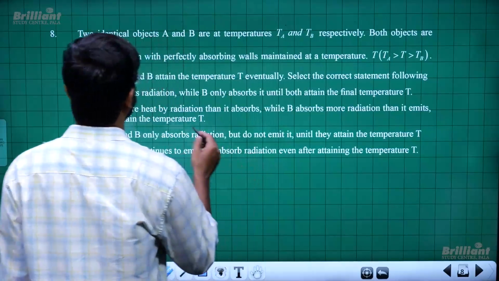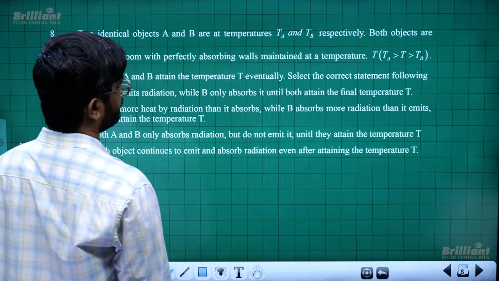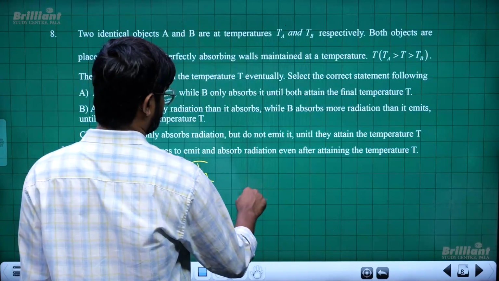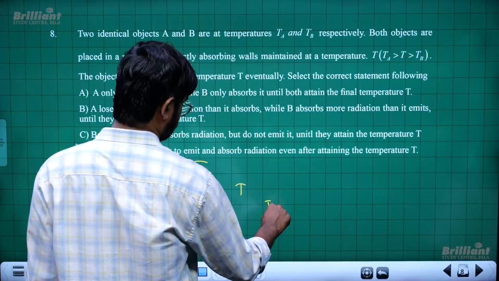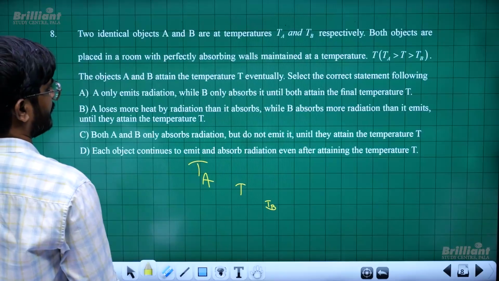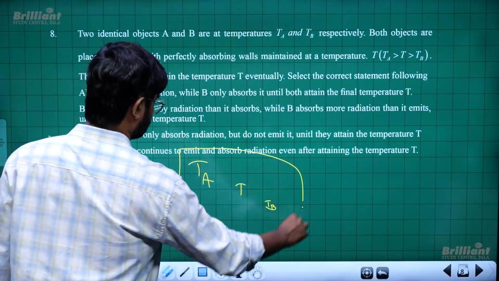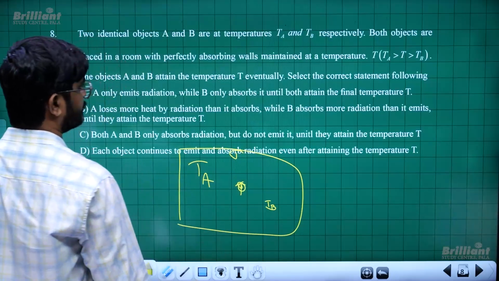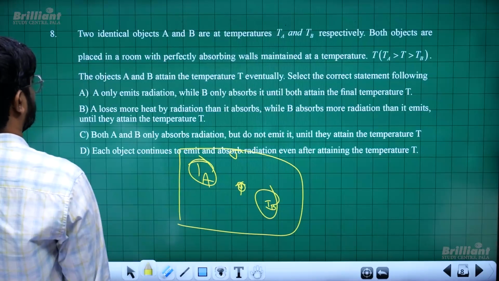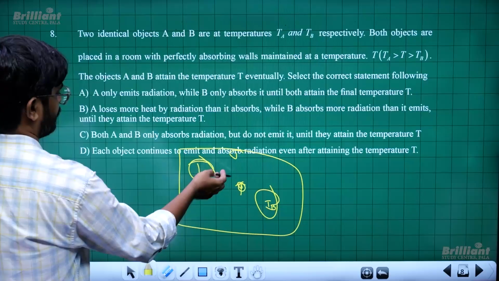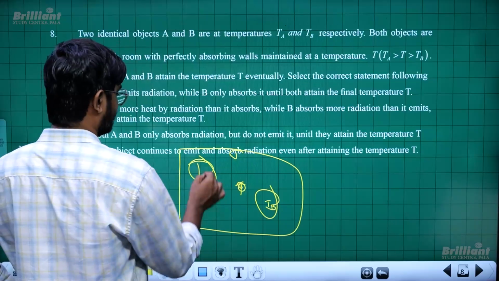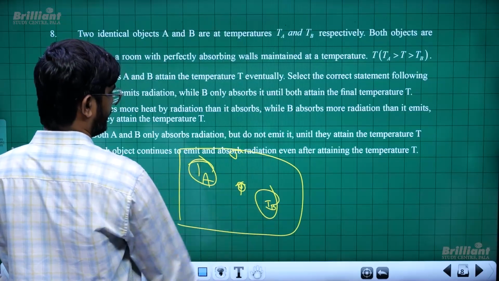Two identical objects A and B are at temperatures Ta and Tb. Ta is greater than T and Tb is smaller. Both objects are placed in a room with perfectly absorbing walls maintained at temperature T. There is this room which is maintained at temperature T. This is higher, this is lower. So eventually they will come to thermal equilibrium and this temperature will be T, and so the meaning is this temperature will reduce, this temperature will increase. The meaning is effectively it is losing energy, effectively it is gaining energy.